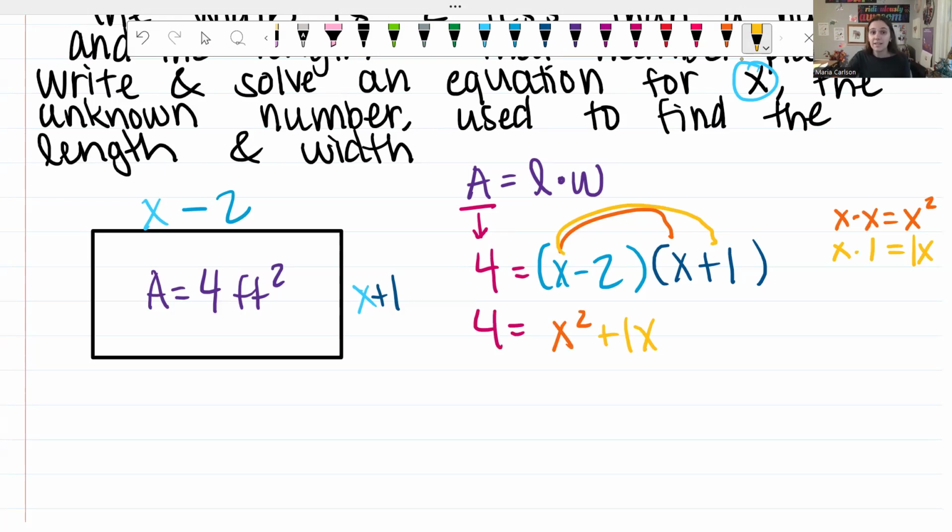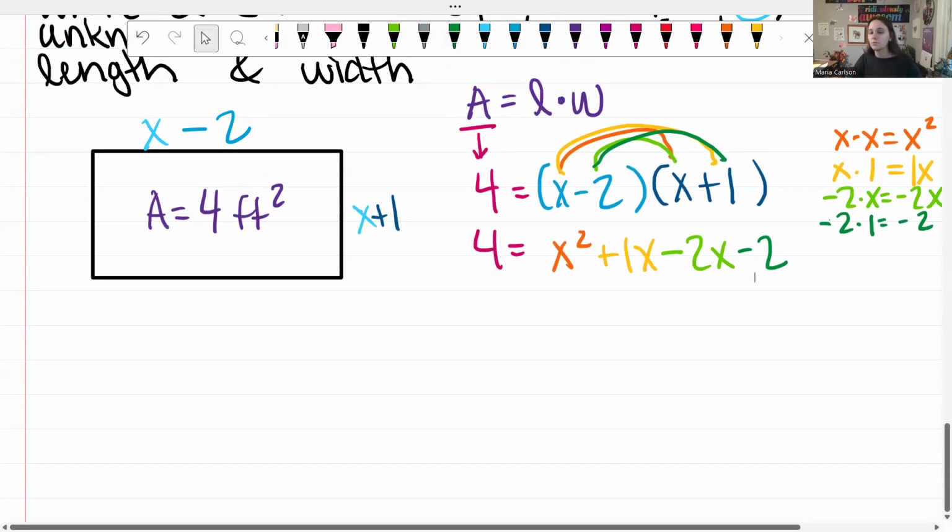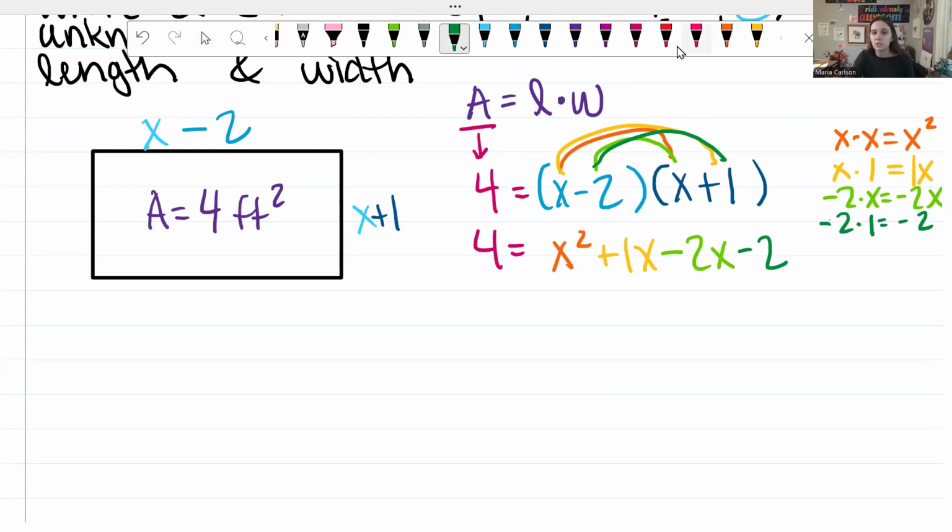Then I'll multiply the inside terms. So I'm going to multiply negative 2 times x, which is negative 2x. So now I have minus 2x, and finally I'll multiply the last 2 terms, negative 2 and 1. And negative 2 times 1 is negative 2. So I have 4 is equal to this x squared plus 1x minus 2x minus 2, and I can combine some terms here. I can combine the 1x minus 2x, and that will give me negative 1x. So we have 4 is equal to x squared minus 1x minus 2.